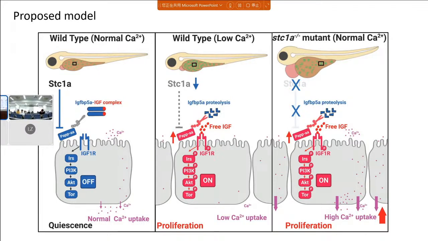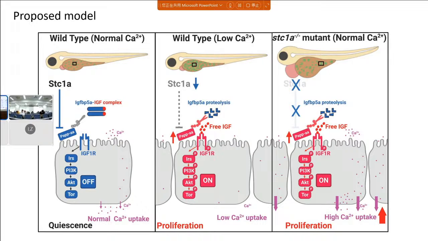In the middle figure, you can see that there's low calcium uptake. This is because the calcium concentration in the environment is already quite low. So when the NR cell takes more calcium, it will result in the low calcium uptake.